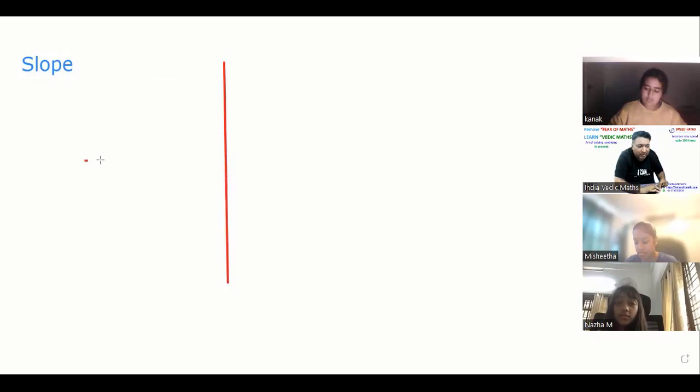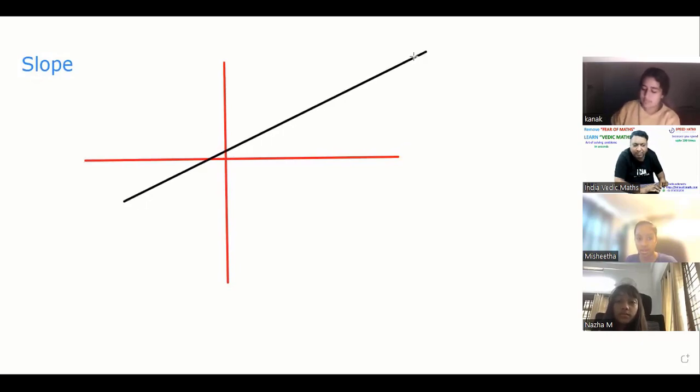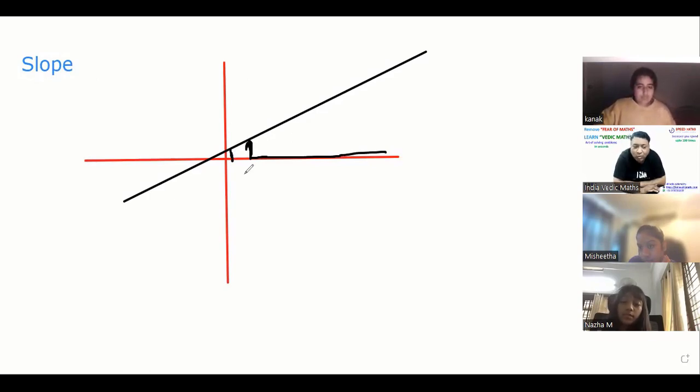So what is the slope of a line? Understand, guys. Suppose this is my coordinate axis, and suppose I put a black line. Slope means how much angle this line is making with the x-axis. How many degrees this line is making with the x-axis, 20 degrees, 30 degrees, 40 degrees. This is the meaning of the slope. But how do you find out the slope?